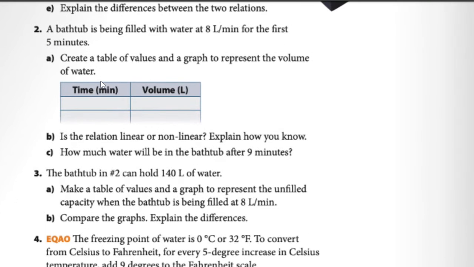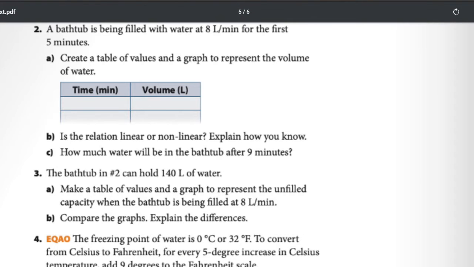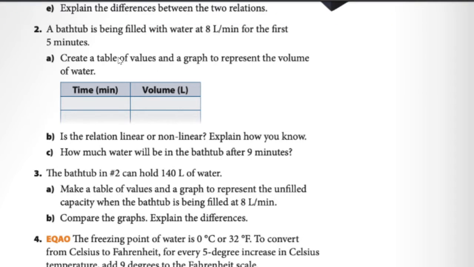There we go. So a bathtub is being filled with water at 8 liters per minute for the first 5 minutes. Create a table of values and a graph to represent the volume of water. And then we'll look and see if this is a linear or non-linear relation. Explain how we know. And then determine how much water is in the bathtub after 9 minutes.